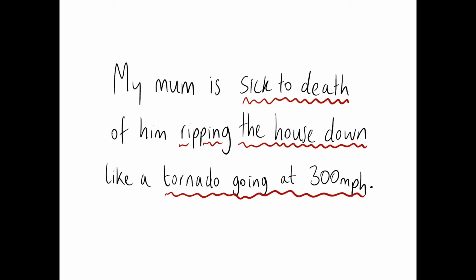So for behaviour, I wanted to accentuate the mischievous side of that. For other things that are mischievous, I chose demons and devils. I also thought, instead of focusing on what is mischievous, about ways that she could respond to that. So I ended up with, "My mum is sick to death of him ripping the house down like a tornado going at 300 miles an hour." There are 3 uses of hyperbole in this statement.